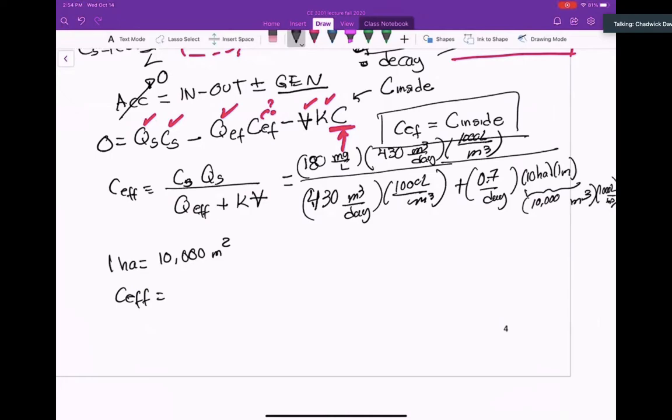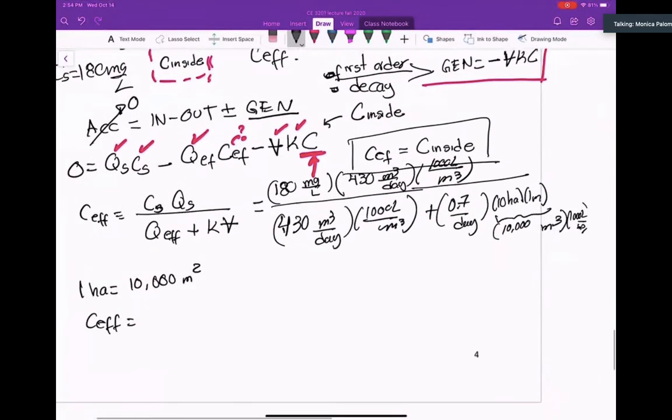I'm confused actually on something. It says 10 hectares, but then it said 1 hectare is 10,000. So wouldn't that be like 10 times 10,000? 10,000 square meters, isn't it? Yes, I see what you're saying. Okay, thank you. So it's times 10 because it's 1 and we have 10, right? So here on the equation, I'm just missing a 0. There you go. Thank you for that.